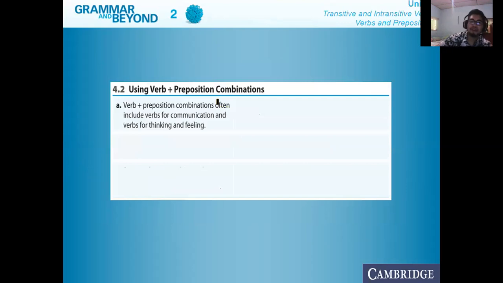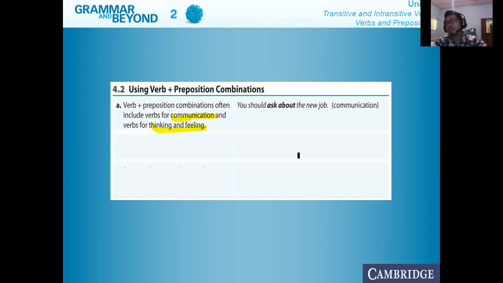And we have verb plus preposition combinations. Preposition combinations often include verbs for communicating and verbs for thinking and feeling. Keep that in mind. That is an easy way to remember why these verbs and these combinations are useful. For verbs of communicating, like saying, asking, telling, inquiring, etc. The verbs about thinking, like think about, look for, consider, etc. And feeling, like not only feeling, but experiencing, etc., many others.